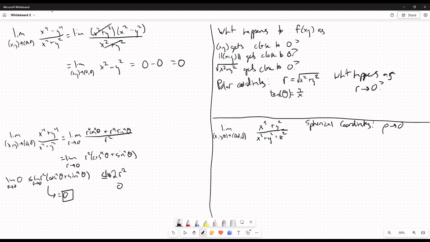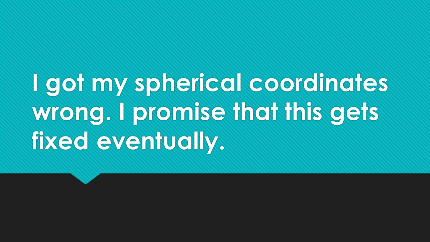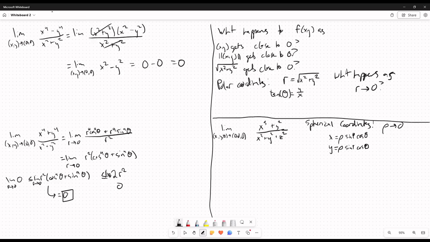So let's go ahead and use spherical coordinates. What you might remember is that x is going to equal rho sine of phi, where phi is the angle it makes with the z-axis, cosine of theta, which is the amount we rotate around the z-axis. Y equals rho sine of phi sine of theta. And then z just equals rho cosine of phi.